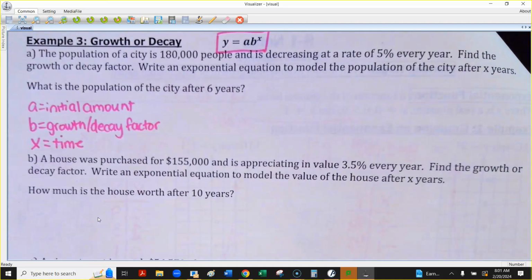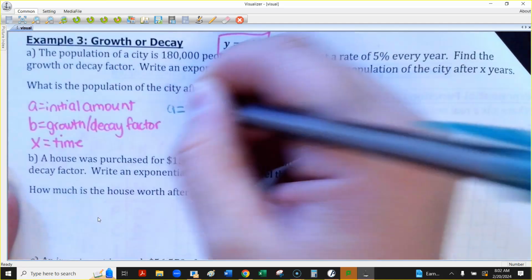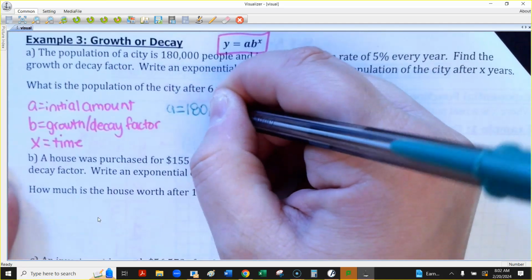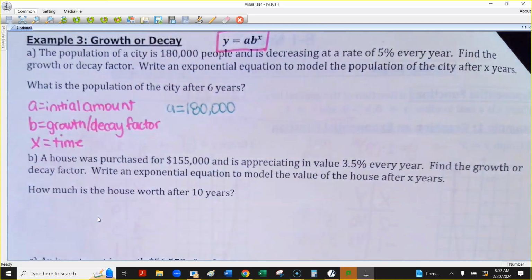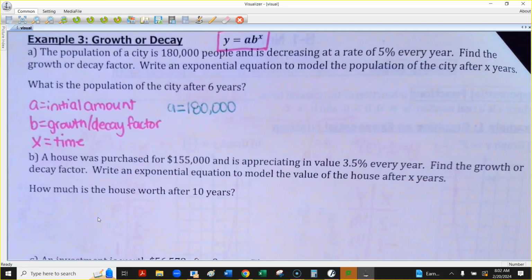So this first one says the population of a city is 180,000 people and is decreasing at a rate of 5% a year. Okay, so the A value, I can see it right away. It's just going to be the initial amount, the 180,000 people. That's my A value. That's what I'm starting with. Now, it says it's decreasing at a rate of 5% every year.